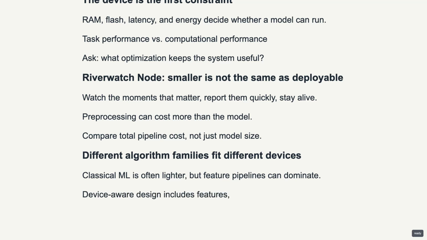So device-aware design is broader than picking a model. You can shrink the input, lower the sampling rate, simplify features, or choose an architecture that matches the chip. Often the biggest gain comes from removing work before inference starts.